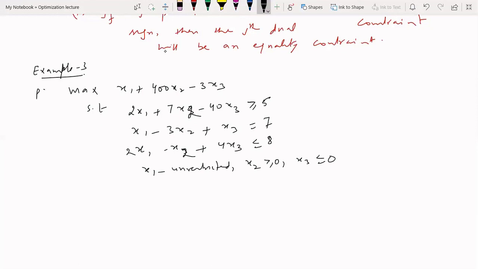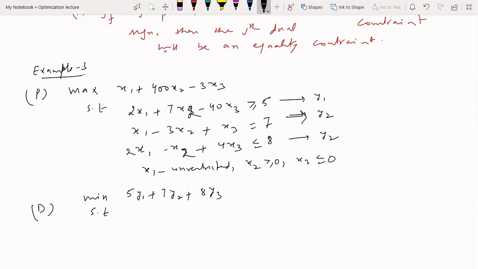So what should be the dual of this problem? Simply, we understand this is a maximization problem, so the dual will be a minimization problem. For each constraint there is one dual variable, y1, y2, y3. My objective function for the dual will be 5y1 plus 7y2 plus 8y3. Simply, I multiplied with the right hand side.